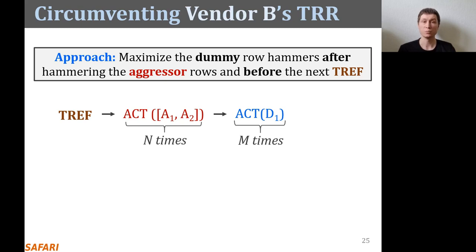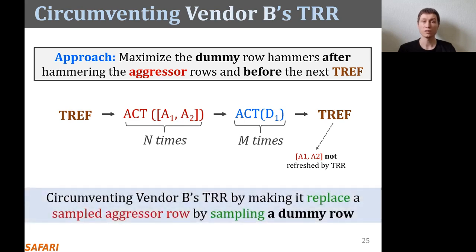As we hammer the dummy row more, we increase the probability of having the dummy row sampled and detected by the following TRR-capable refresh. We sweep the hammer counts n and m to find the values that maximize the RowHammer bit flip count. In conclusion, one can circumvent vendor B's TRR by overwriting a sampled aggressor row by making the TRR mechanism sample a dummy row prior to a TRR-capable refresh command. Let's move on to vendor C.